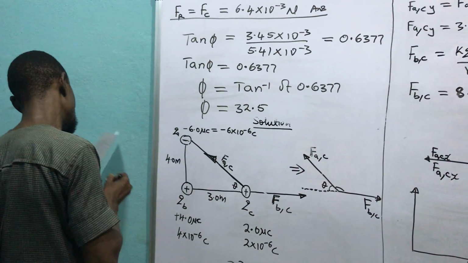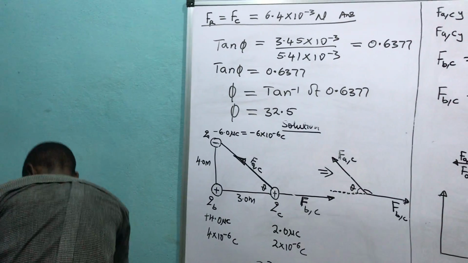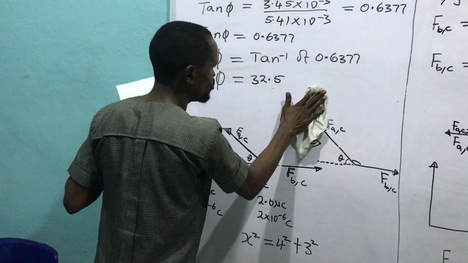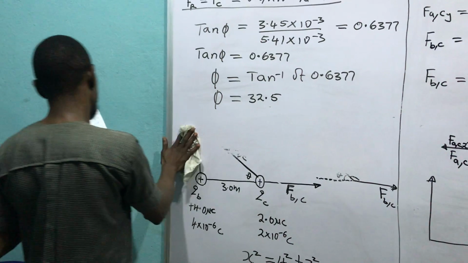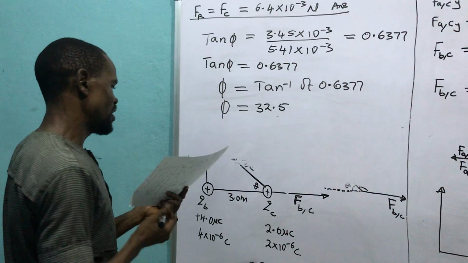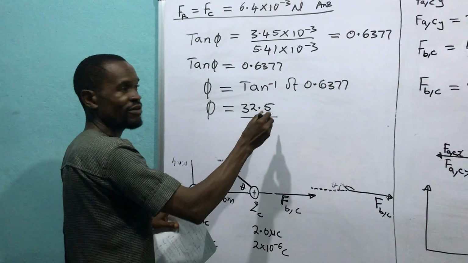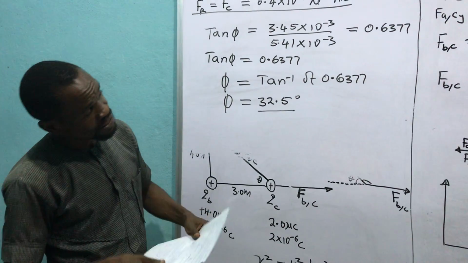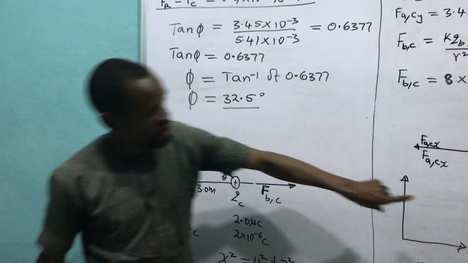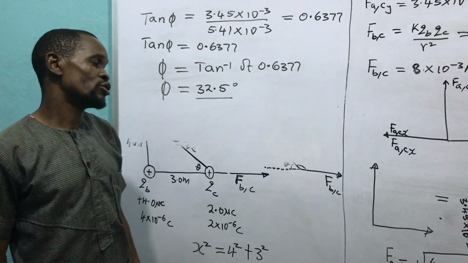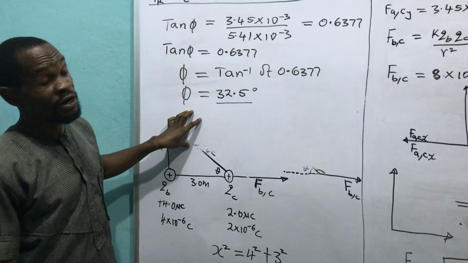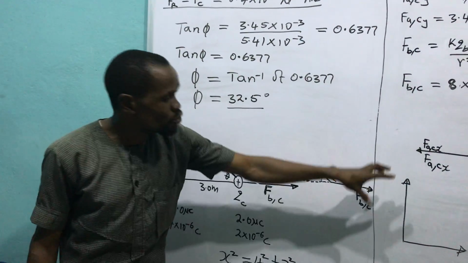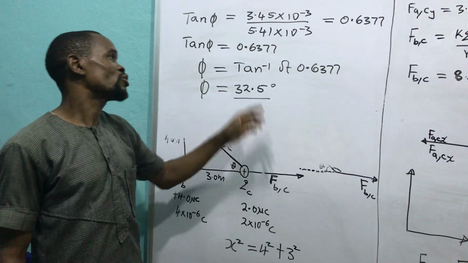32.5. What is the direction? We said it is 32.5 degrees below the horizontal. That's our answer here. The direction of the force is the angle made with the horizontal. And now we have calculated the force which is exerted on Q3 and also its direction.